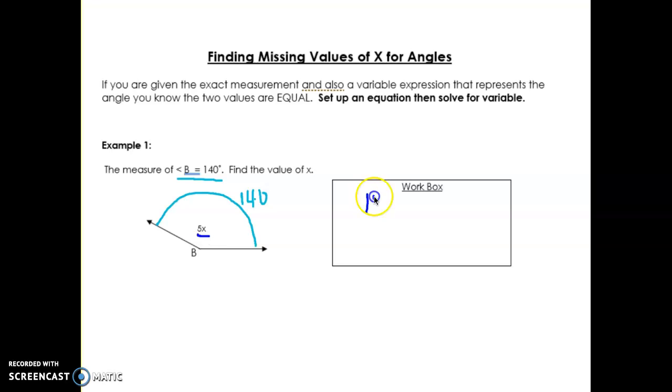So we could set up an equation. If we look at the directions here, we're finding the value of x. So in order to do that, we know that that expression, 5x, is equal to 140. They're referring to the same exact measurement of that angle. So once we have our equation set up, we solve through that one-step equation. We would divide on both sides by 5, and 140 divided by 5 is going to give you the answer of 28. So the value of x in this problem is 28.